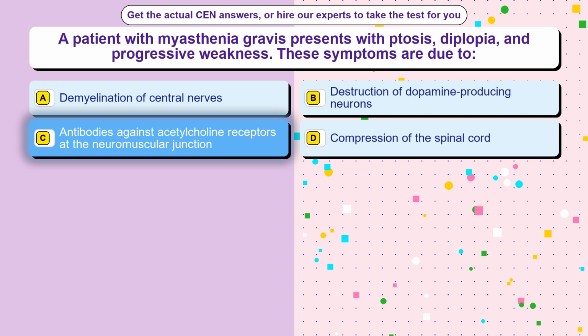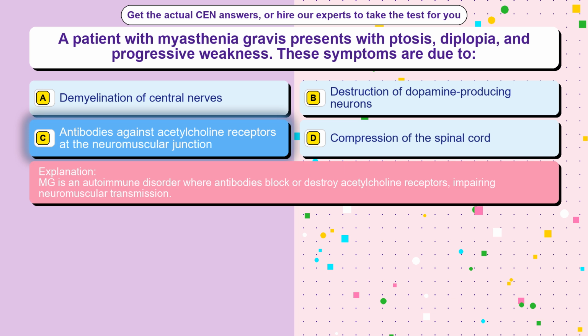The correct answer is option C. Antibodies against acetylcholine receptors at the neuromuscular junction. MG is an autoimmune disorder where antibodies block or destroy acetylcholine receptors, impairing neuromuscular transmission.